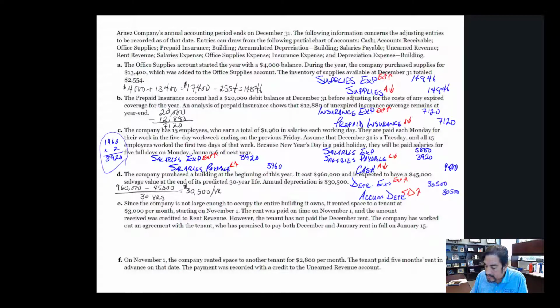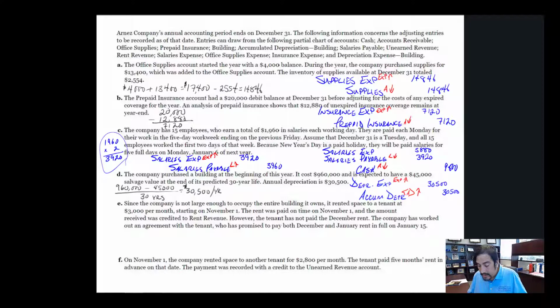However, the tenant has not paid December rent. The company has worked out an agreement who promised to pay both December and January in full on January 15th. So we're sitting here at December 31st, and we haven't received December rent yet, but we have earned it. So we want to record December's rental revenue as an adjusting journal entry at the end of this month, the end of the accounting period here.